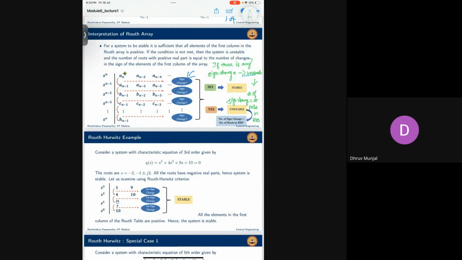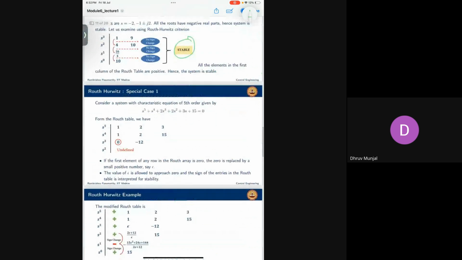Okay, fine. So far we have been seeing that if there is no sign change, then the system is stable. If there is any sign change, it is unstable. And the number of times the sign changes is equal to the number of poles lying in the right of the S plane. Okay, there are some special cases, and if something happens, how we can tackle those.